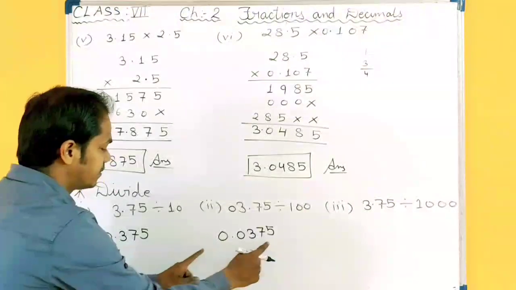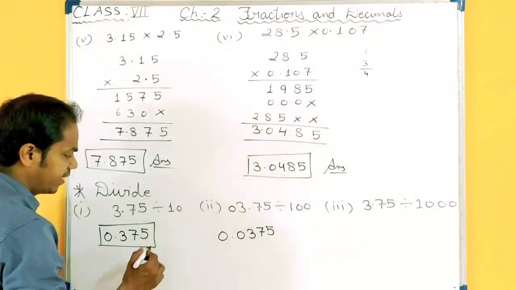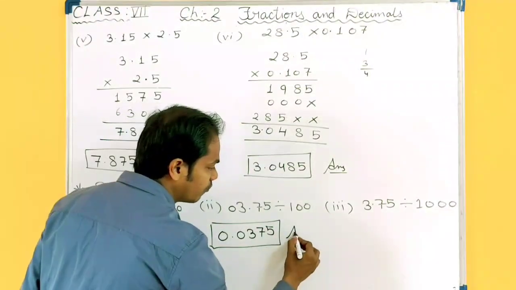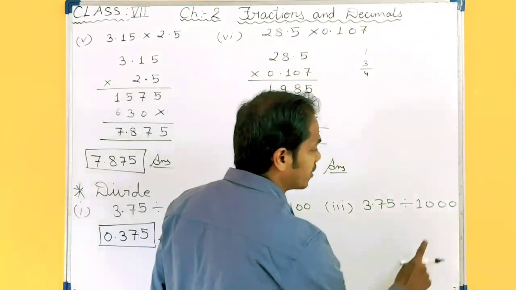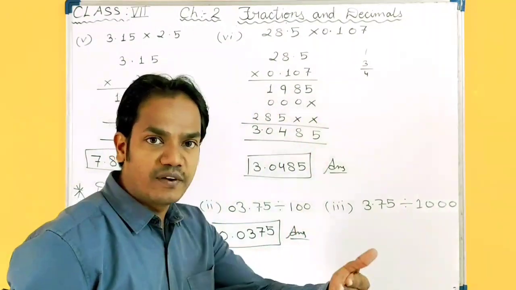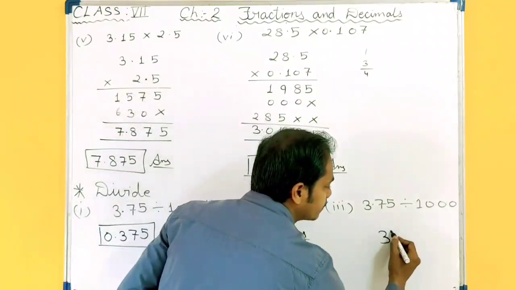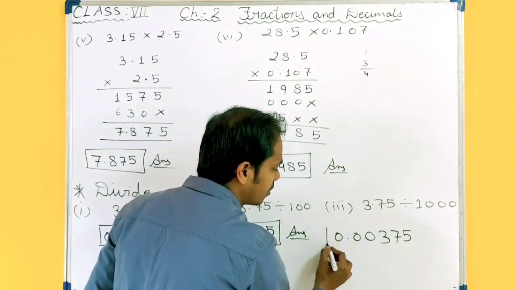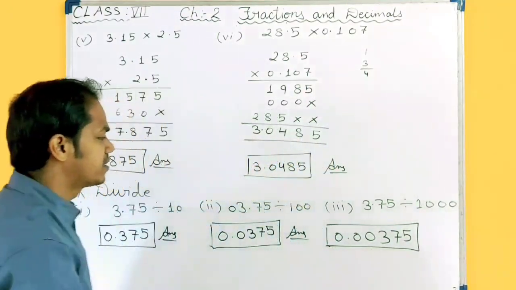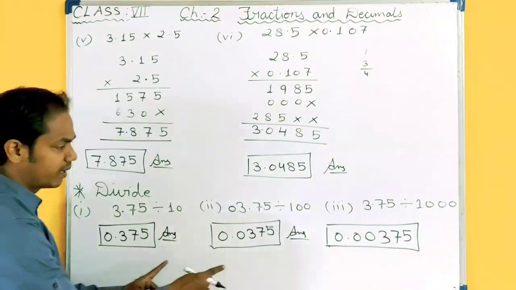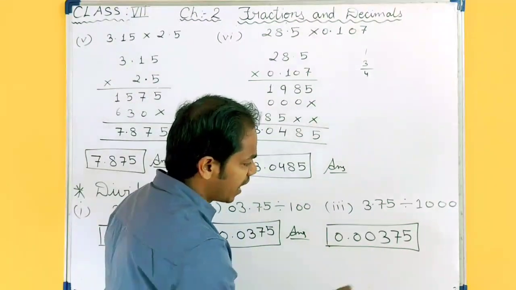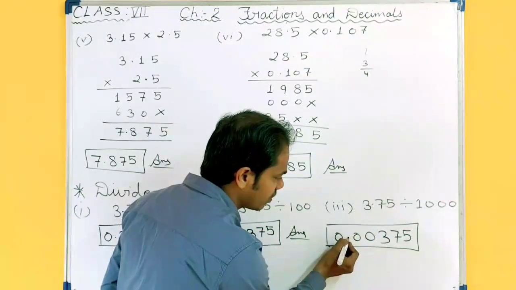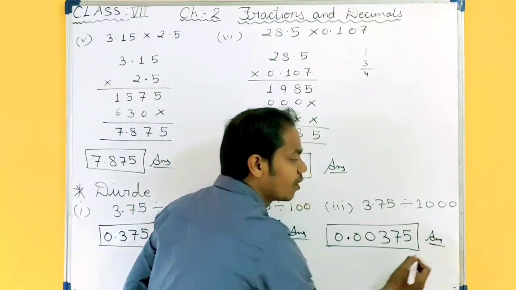You can check your answers. When you multiply by 10, what are you getting? When you multiply it by 100, what do you get? And when you multiply it by 1000, three zeros are there. So your point will shift three values. So 1, 2nd and 3rd. This is your answer. So you can check the difference when you multiply by 10, 100 and 1000. I have shifted this point three values. 1, 2 and 3. This is your point. This is your answer. Okay?